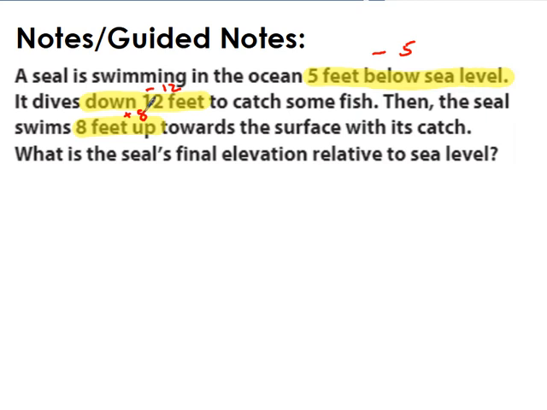So what I did is I highlighted the key terms, and then the key thing is what's happening, and I wrote the number associated with it above it, so now you can see what's happening. We're starting at -5 feet below sea level. The seal swims down 12 feet, and then it goes up 8 feet. Here is my expression. This is my mathematical expression that represents this particular word problem. It shows where we started, went down 12, up 8. Now I can solve the problem from here.